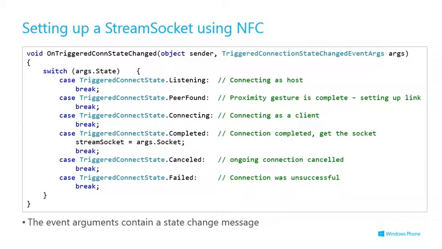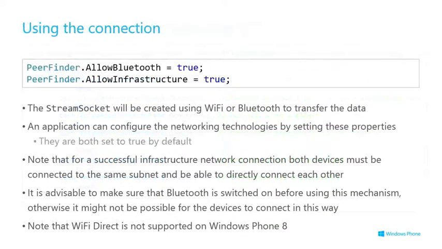And then you get this TriggeredConnectionStateChanged event, which will fire multiple times. First of all, Listening is where it's connecting as host. PeerFound is where the tap to connect has happened, and at this point you can tell the user in the UI that they can take the devices away. And it's Connecting. When you get the Completed event, that's when you've got a stream socket set up and you can take the devices away. Thereafter, you're working over Bluetooth or over Wi-Fi. And then there are a couple of other failure connection states you can get as well.